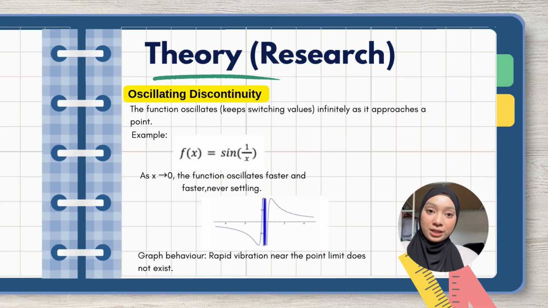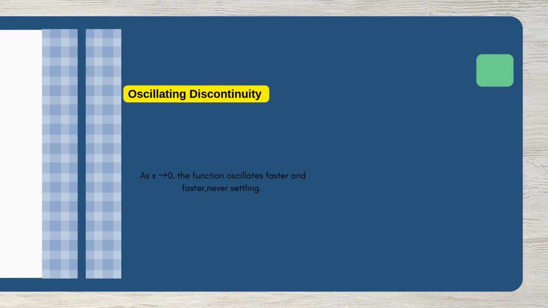Oscillating discontinuity. The function oscillates, keeps switching value infinitely as it approaches a point. For example, f(x) equals sin of 1 over x. As x approaches 0, the function oscillates faster and faster, never settling. For the graph, rapid vibration near the point, and the limit does not exist.